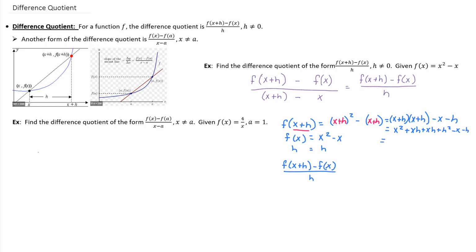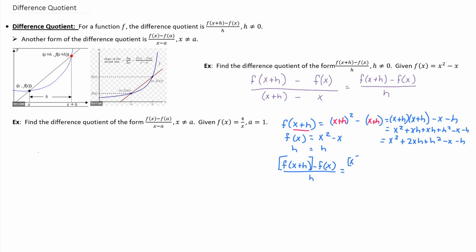Simplify by combining like terms. X squared plus 2xh plus h squared minus x minus h. So then now what we can do is we can go to our formula and we can plug in what we have. So for the numerator piece, the first piece here is f of x plus h. Well, we know what that is. We just found it. So I'm just going to rewrite it again.